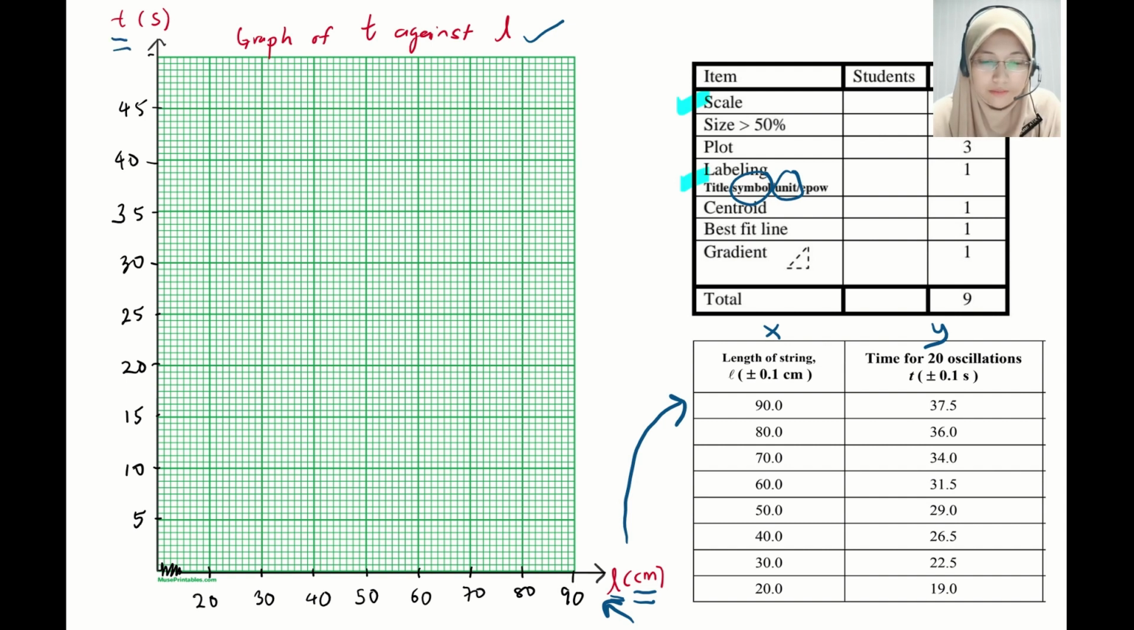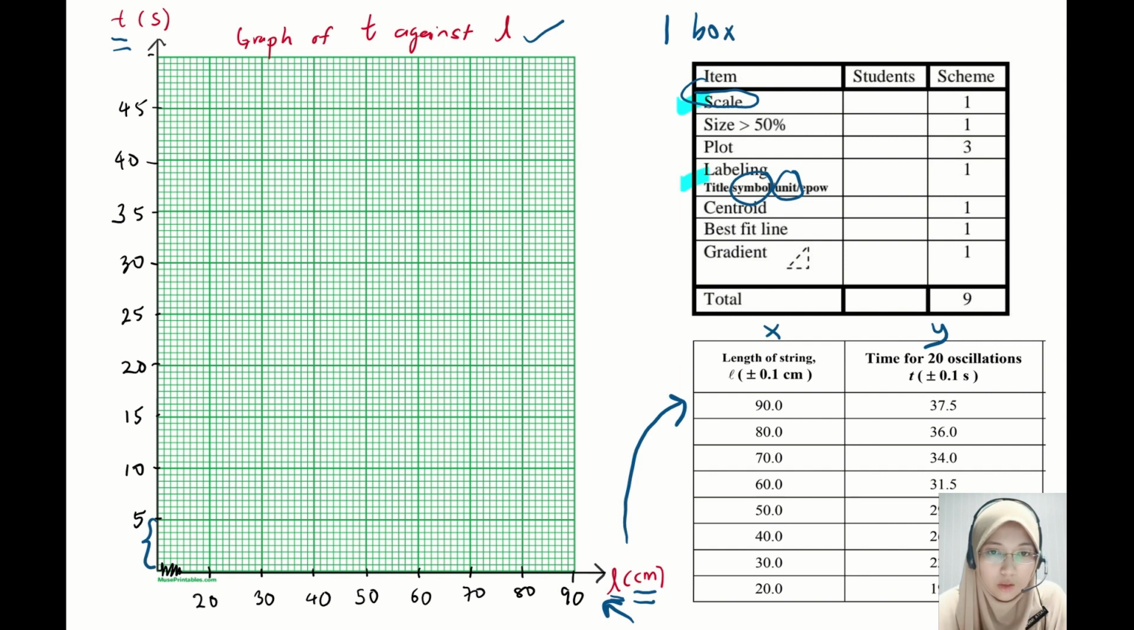And for scale, we actually have a few conditions that you're supposed to obey. It must be for 1 box. This is what we define as 1 box. So the scale must be either 1, 2, 5, or the multiplication of it, for example, like 10, 20, 500. And you are not allowed to use the scale of 3 for 1 box, for example, 3, 6, 9. No, you are not allowed to do so.